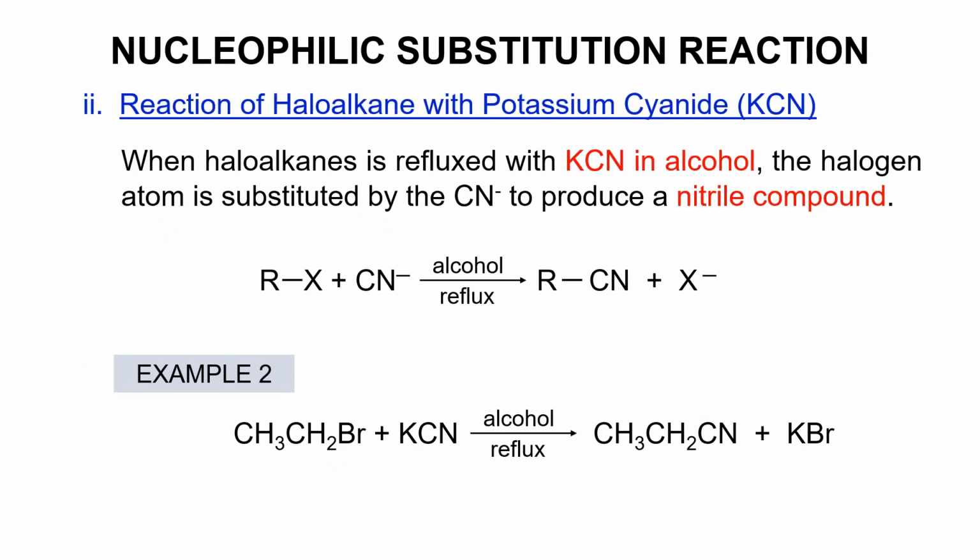Number 2, reaction of haloalkane with potassium cyanide. When haloalkane is refluxed with KCN in alcohol, the halogen atom is substituted by the cyanide ion to produce a nitrile compound. So as we can see in example number 2, the bromine atom is replaced with CN. The CN- comes from KCN, so CN- in this case is a nucleophile. So this indicates that the reaction undergoes nucleophilic substitution reaction.